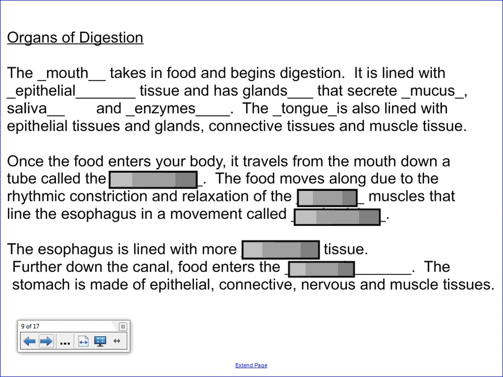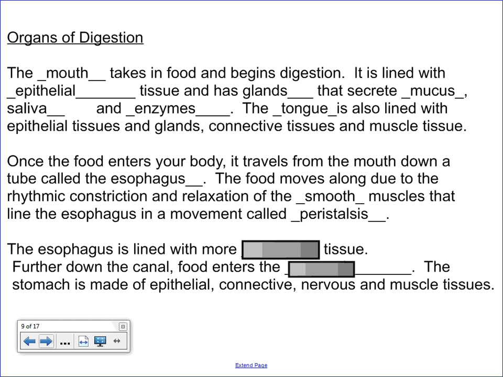Once food enters into your body, it travels from your mouth down a tube called your esophagus. Your esophagus is actually located right behind your trachea. It's a soft, flexible tube. And so as that food moves along due to a rhythmic constriction and relaxation of the smooth muscle cells that are found in the esophagus, that regular contraction and relaxation is a movement that we actually call peristalsis. And it's this constricting and relaxing that will move food through your body and down through your esophagus.